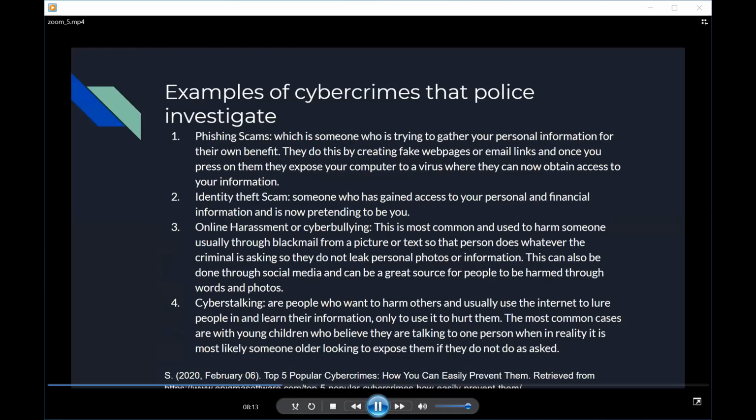We also have identity theft scams. It's someone who has gained access to your personal and financial information and is now pretending to be you.